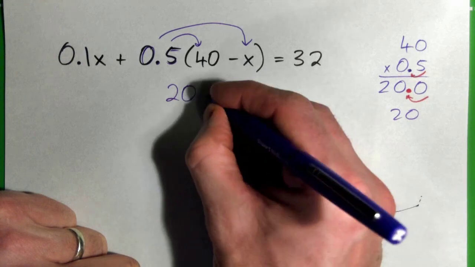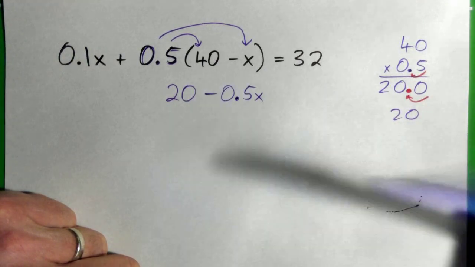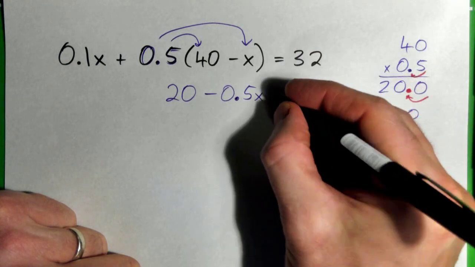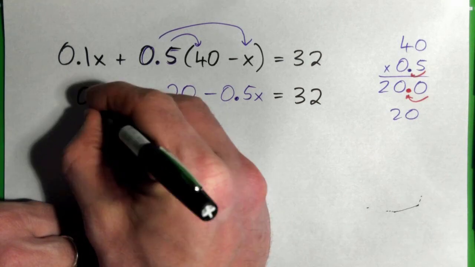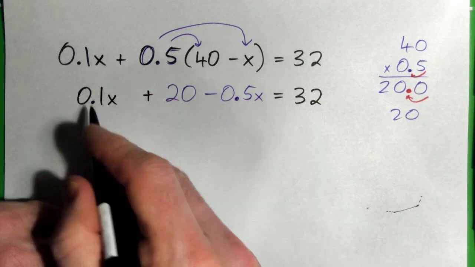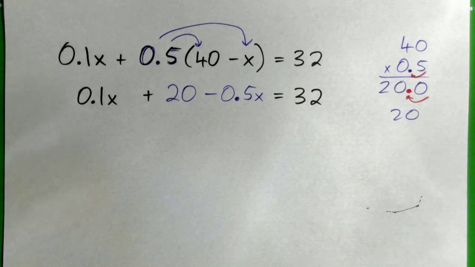So 0.5 times 40 is 20. 0.5 times -x is -0.5x. And that equals 32. So we write the whole thing out again: 0.1x plus 20 minus 0.5x equals 32. We still have to simplify though.